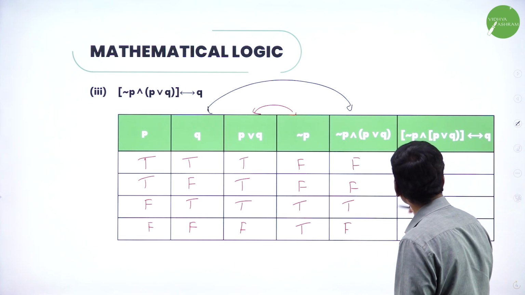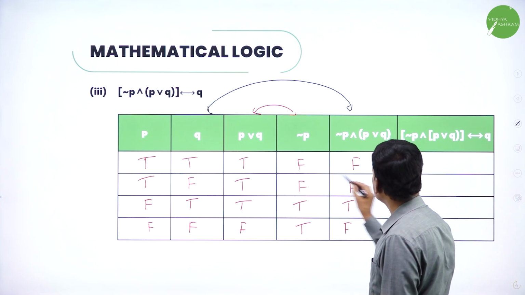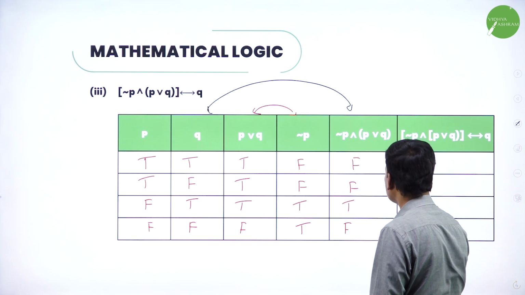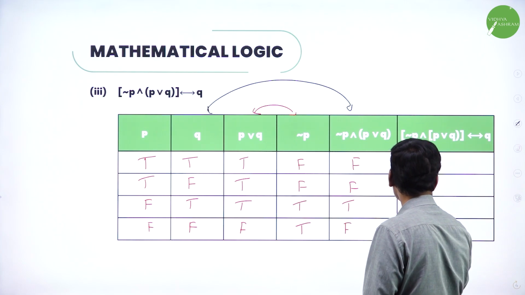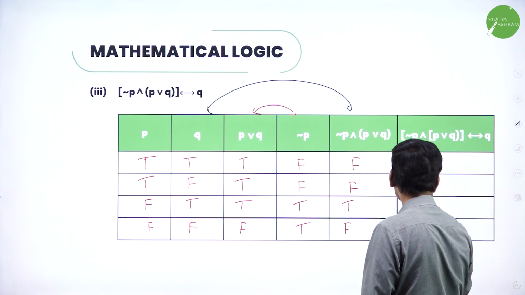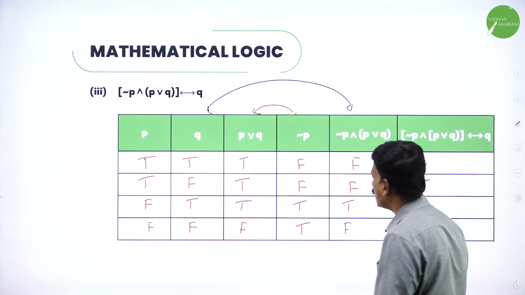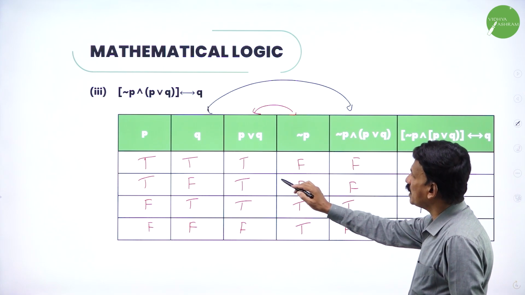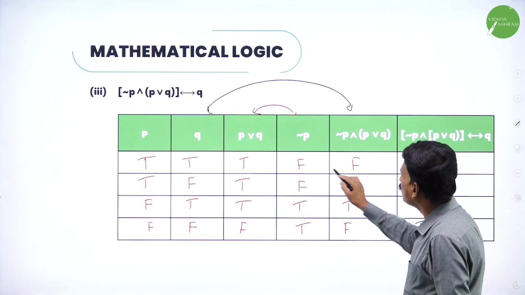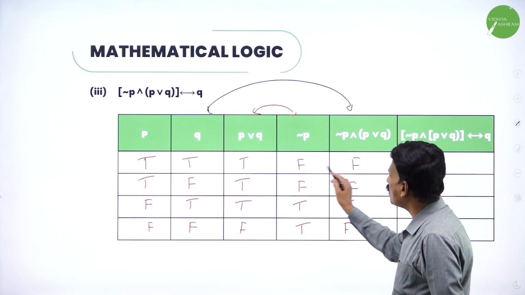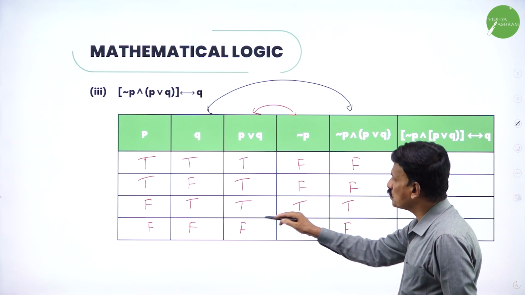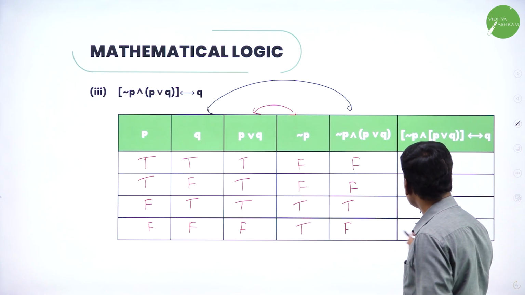So write down first this. So false and true is false. Again, false and false is true. True and true is also true. False and false is also true. So what you will get here? The biconditional for these two: false and true is false, false and false is true, true and true is also true, false and false is equal to true.